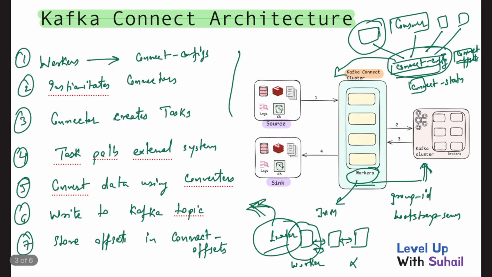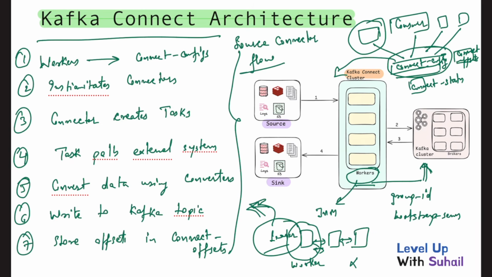This is the complete flow for the source connector. And for the sync connector, it's very simple. For the sync connector, the task would be consuming data from the Kafka topic, converting the message, and writing it to the external system. It's quite simple. Now let's move to the demonstration part.